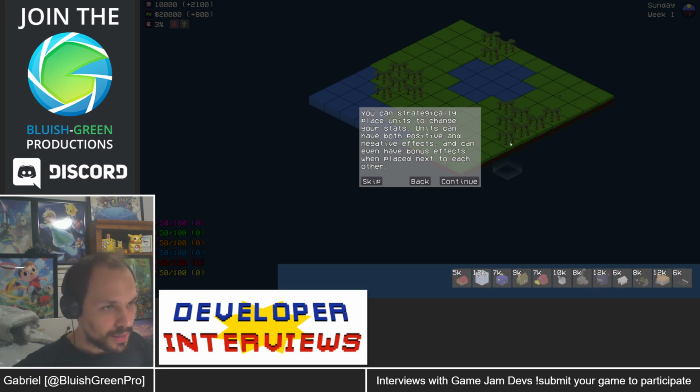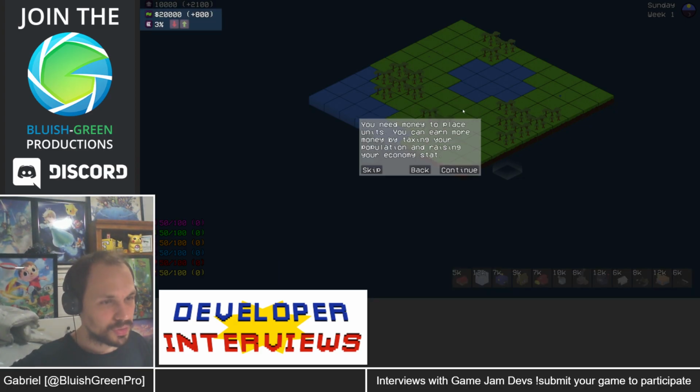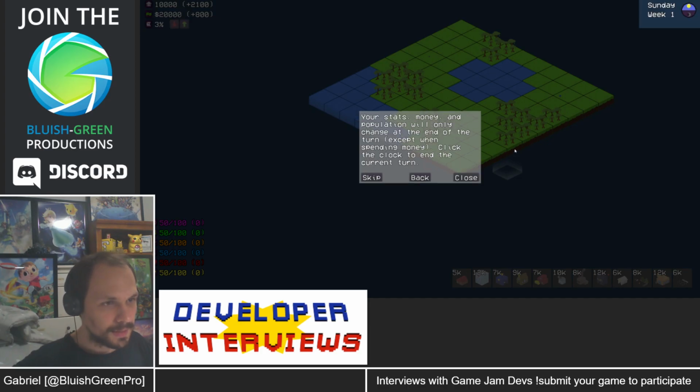Okay. You can strategically place units to change your stats. Units have both positive and negative effects, and can even have bonus effects when placed next to each other. Okay, so there's some adjacency bonuses for these. You need money to place units. You can earn more money by taxing your population and raising your economy stat. Okay, I guess the 3% is the economy stat.